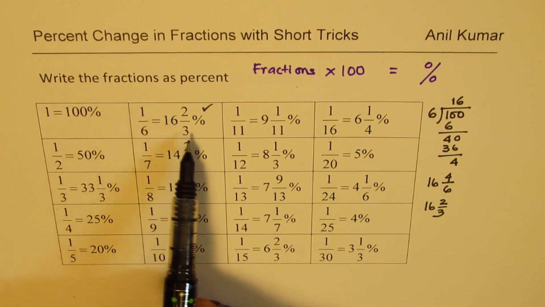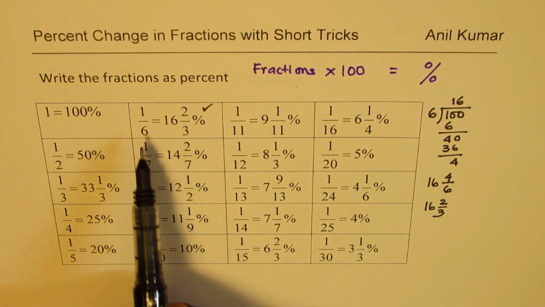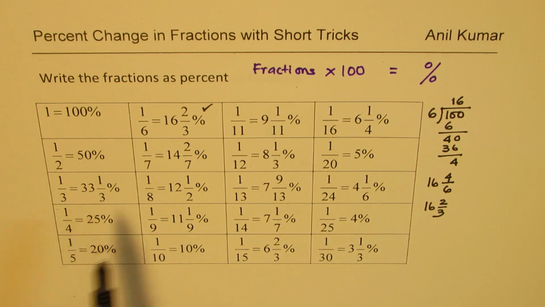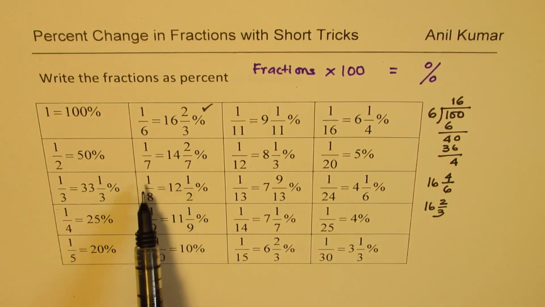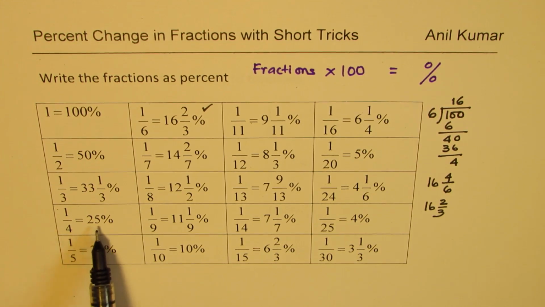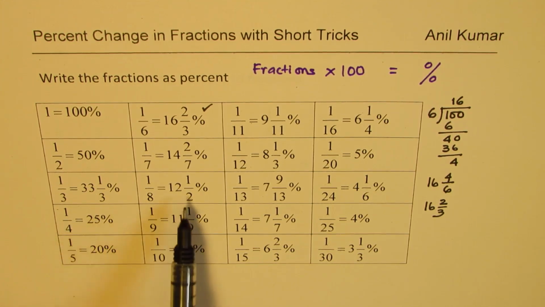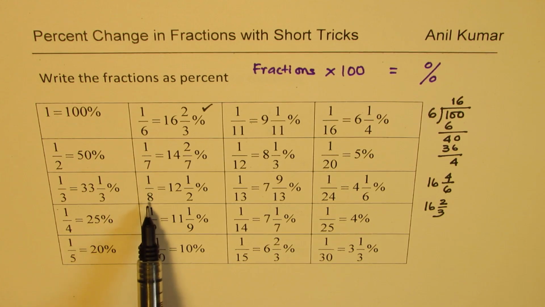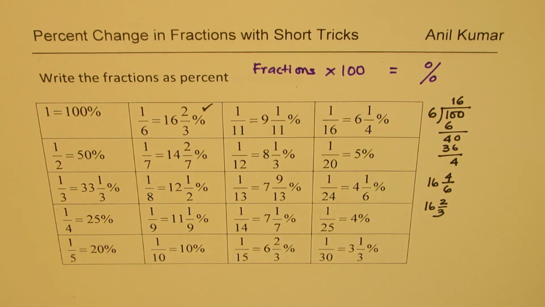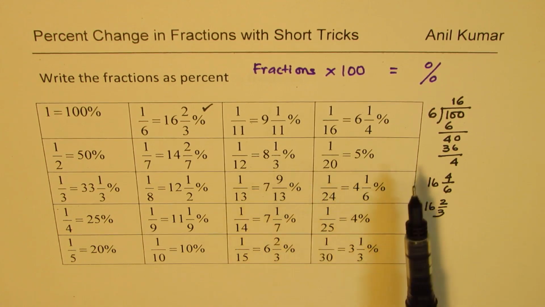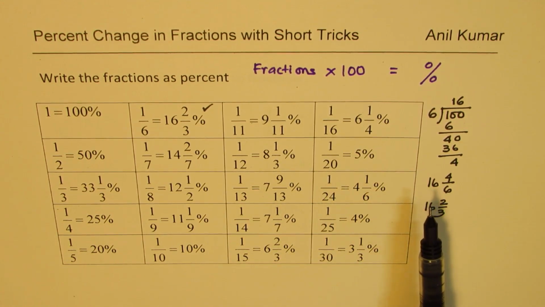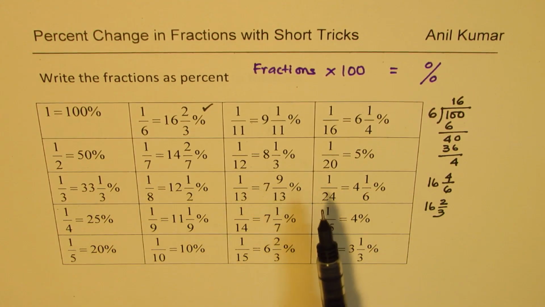You know, for 16 2 by 3%, the fraction related is 1 over 6. For 12.5%, it is 1 over 8. Correct? 1 over 4 is 25%. Half of this is 12.5, 1 over 8. So likewise, you could memorize such things while practicing, right? Most of them, once you look at it a couple of times, you will understand. Perfect. So this is the first step.